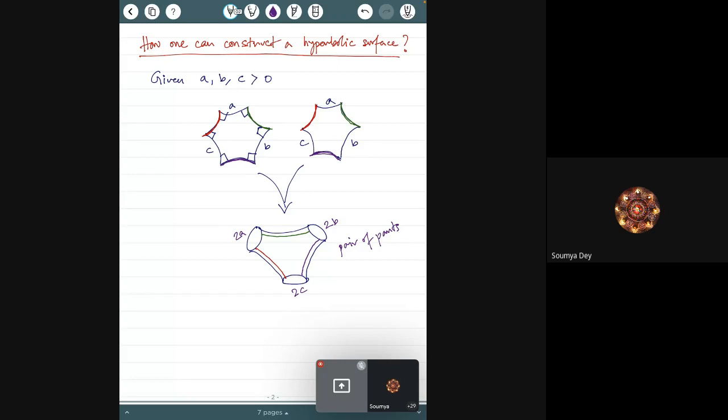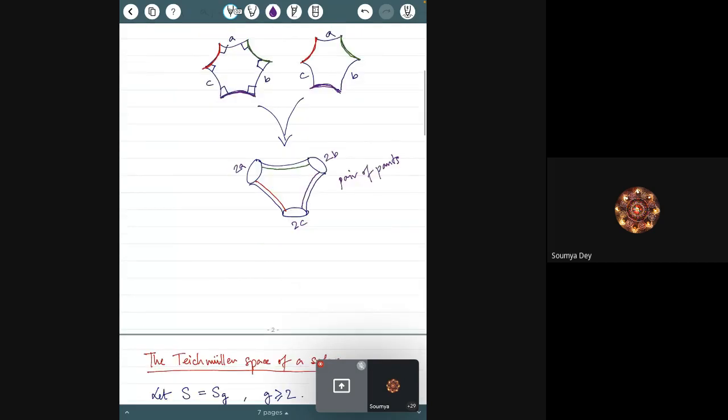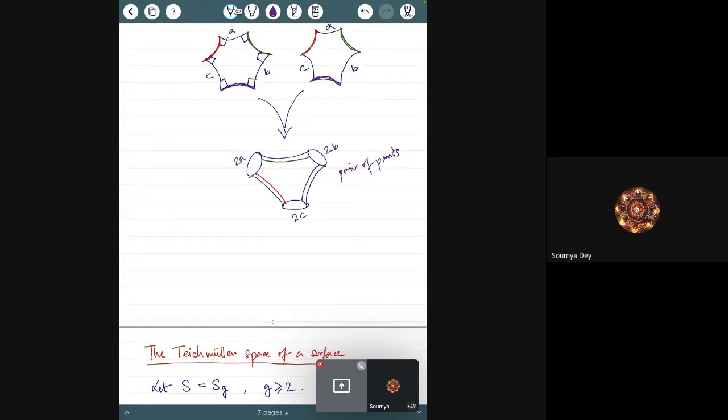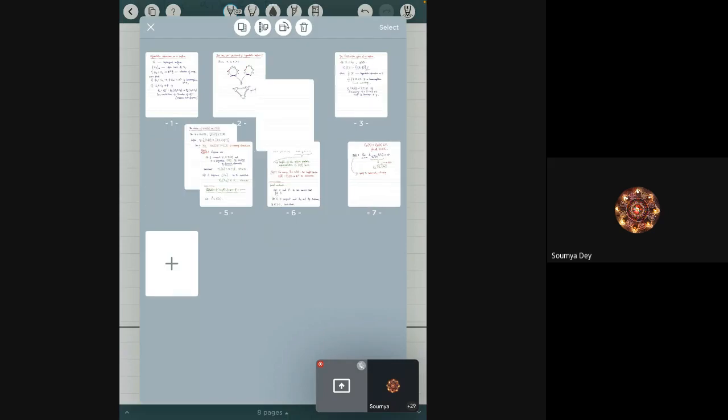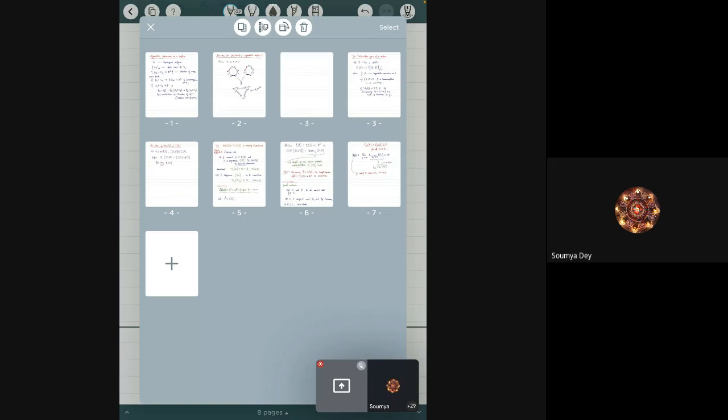Okay. Now there is something called a pair of pants decomposition. Given any surface, okay. Let me show it.